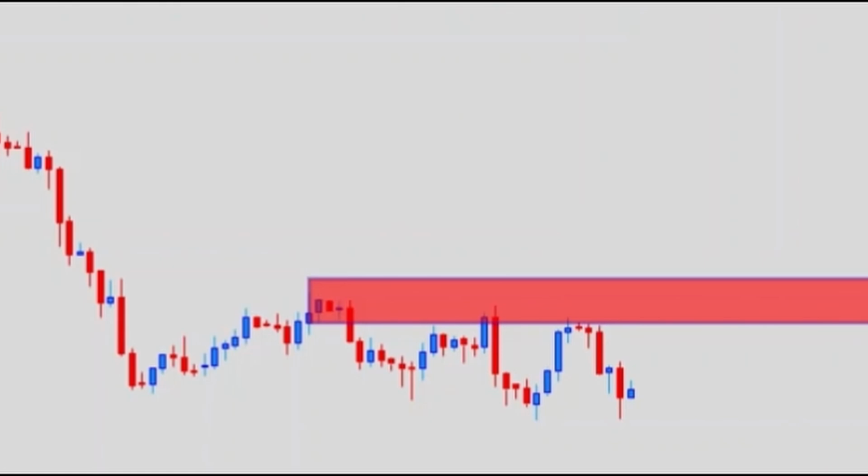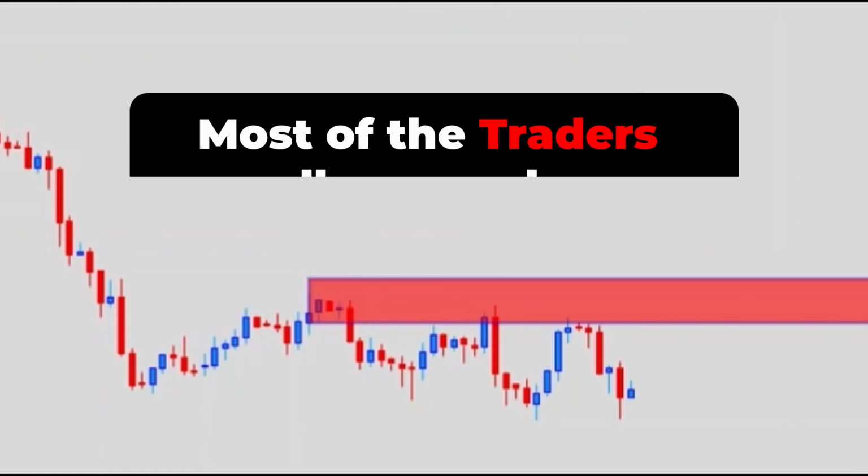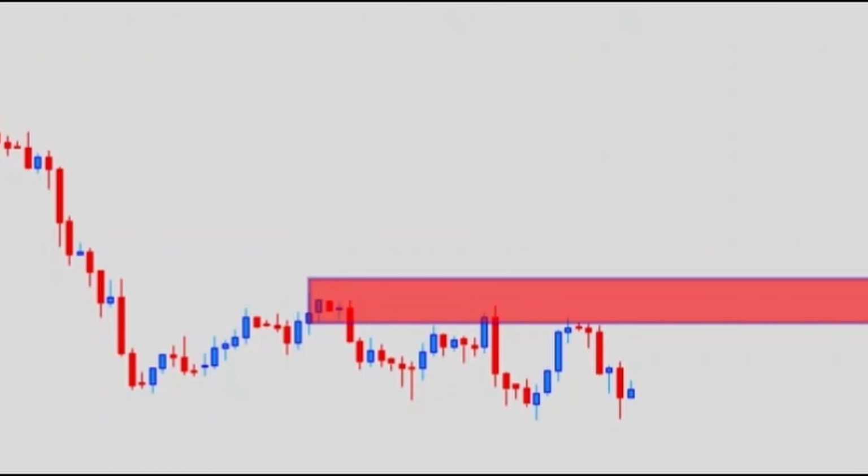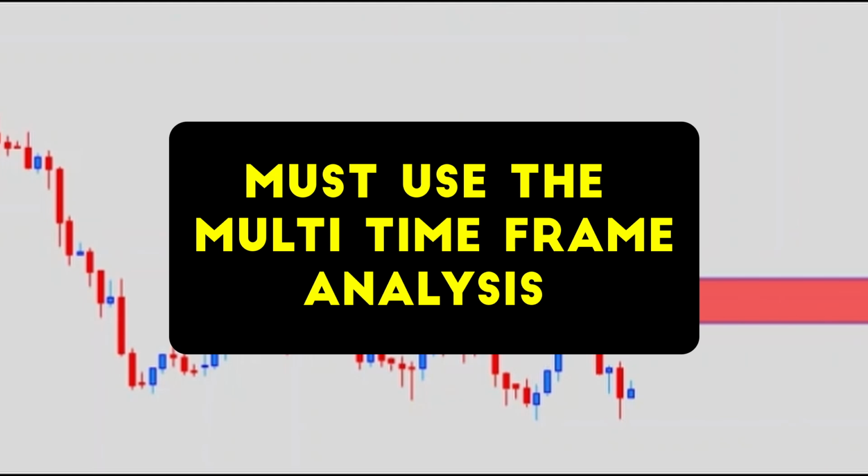Now here is where the problem arises. Support and resistance zones are often plotted by traders on one time frame only. But it's not a problem if they plot them on a longer time frame. But if it is plotted on the lower time frame, then the trader may end up having significant losses. It is because the market usually respects the key levels of the higher time frame more than those of the lower time frame. And hence, we advise you to use multi-time frame analysis.